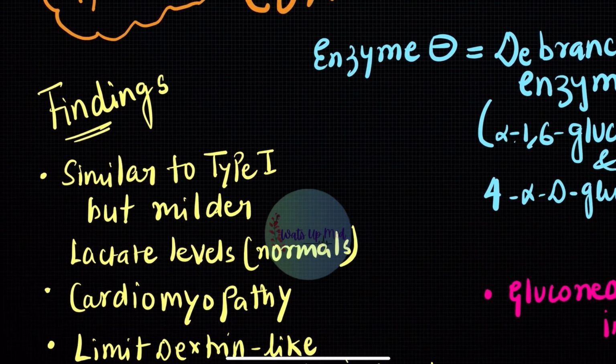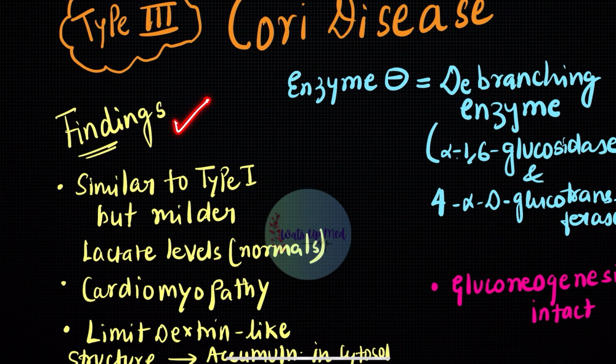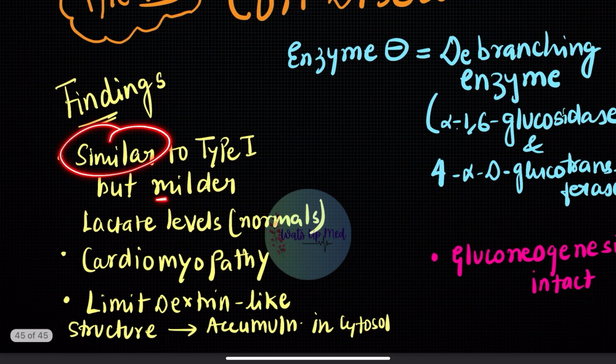Now we will focus on the findings which can be seen with CORI disease. So mostly it is similar to type 1, but it is milder. Type 1 we just discussed in previous videos is von Gierke disease. So the symptoms of von Gierke disease and CORI disease are going to be similar, but type 3 or CORI disease will have milder effects.